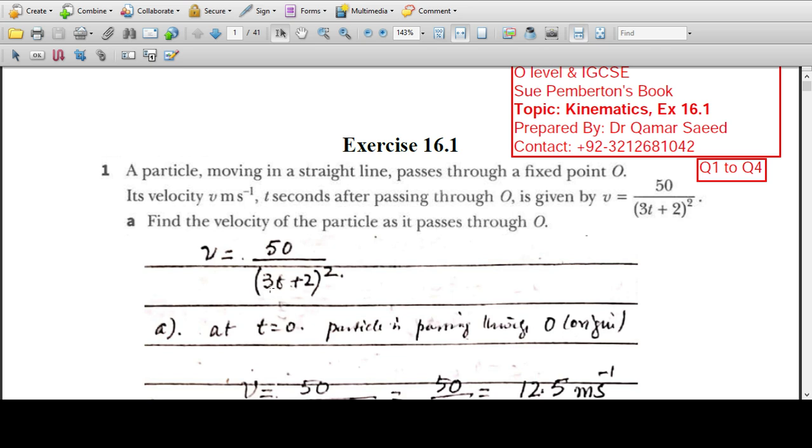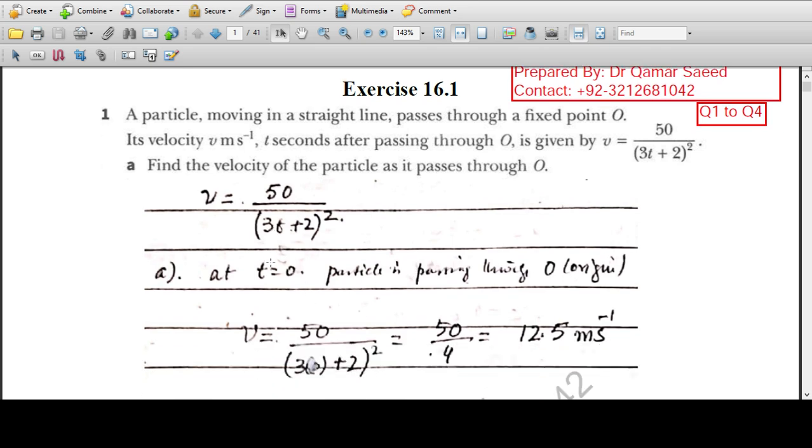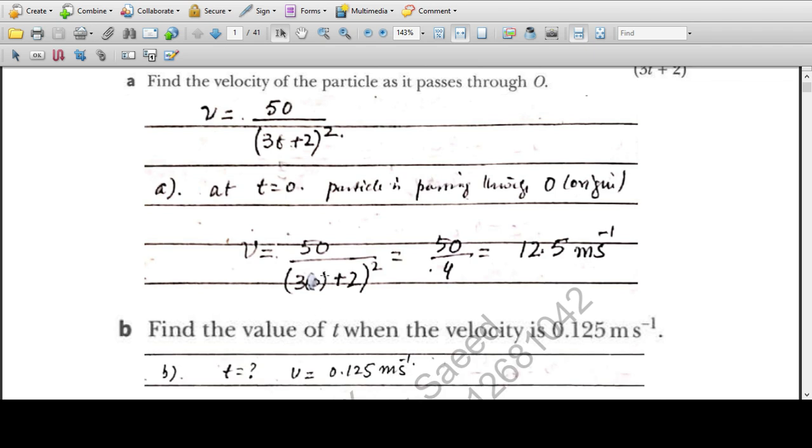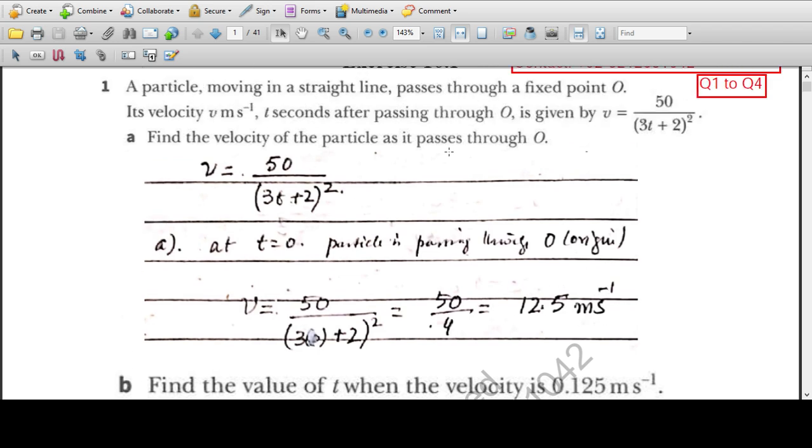So at t is equal to 0, we will substitute t is equal to 0 here, and on placing t is equal to 0 here, this becomes 0, and 2 square is 4. 50 divided by 4 is 12.5 meters per second. So the initial velocity when the particle passes through the origin is 12.5 meters per second.